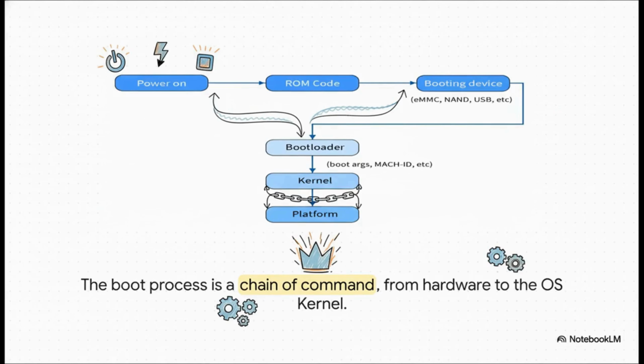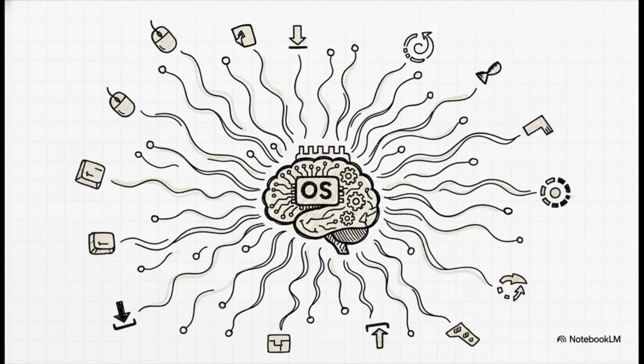And this flowchart is basically the map of that journey we just described. It's this beautiful handoff from one small program to the next, all culminating in the kernel taking the helm and running the whole show. Okay, so the OS is up and running, but think about it. Thousands of things are happening every single second. Your mouse is moving, you're pressing keys, a file is downloading. How does it manage all that chaos?